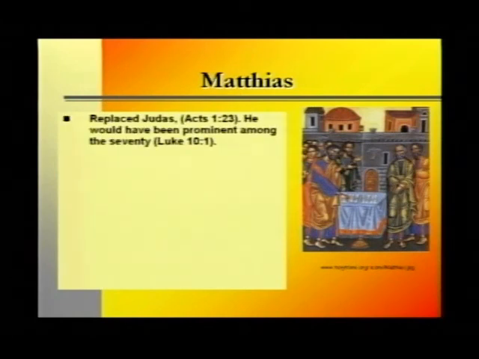Matthias replaced Judas. We see that in Acts 1:23. He would have been prominent among the 70. According to Luke 10:1, he would have gone out in pairs of two. Jesus would have sent them out in pairs to go and preach the gospel. So he would have been one of those.